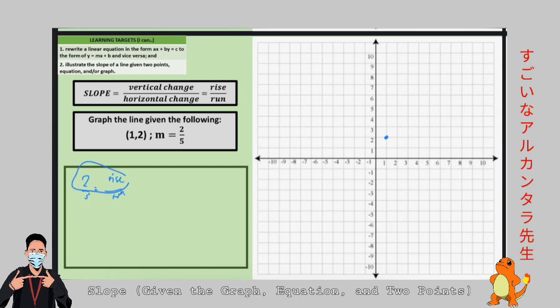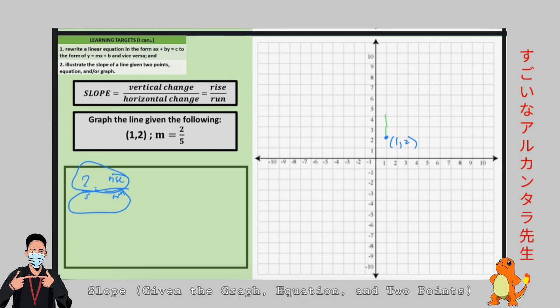So that means that the numerator will rise and the denominator will run. Okay, so let's start with the point 1, 2, which is here. Since everything is positive, there's nothing to worry about. All we have to do now is, again, to start counting. Since the 2 is the rise, what we have to do is 1, 2. That's correct. And then let's try to identify the horizontal change, which is the run.